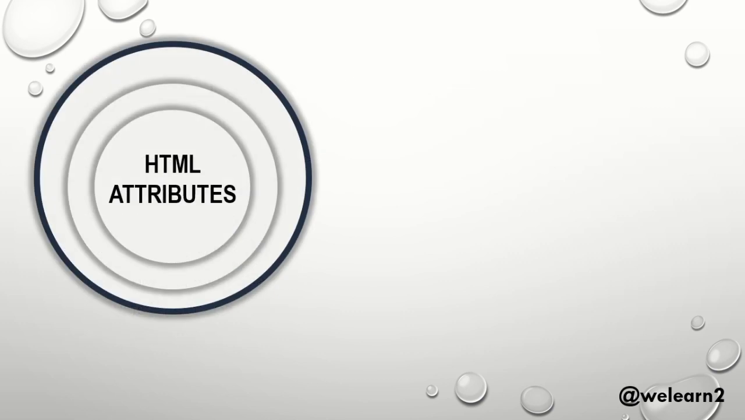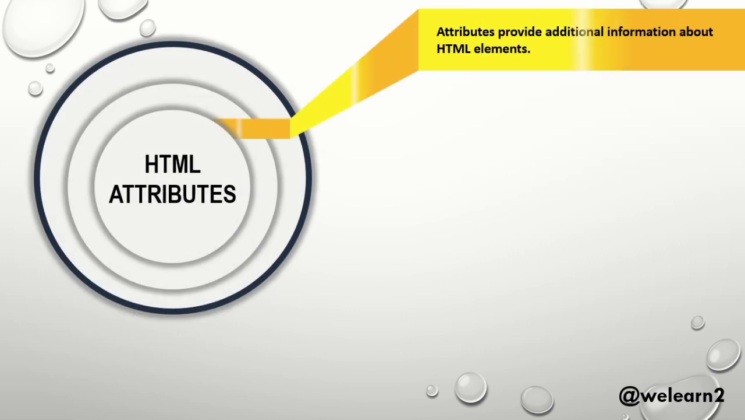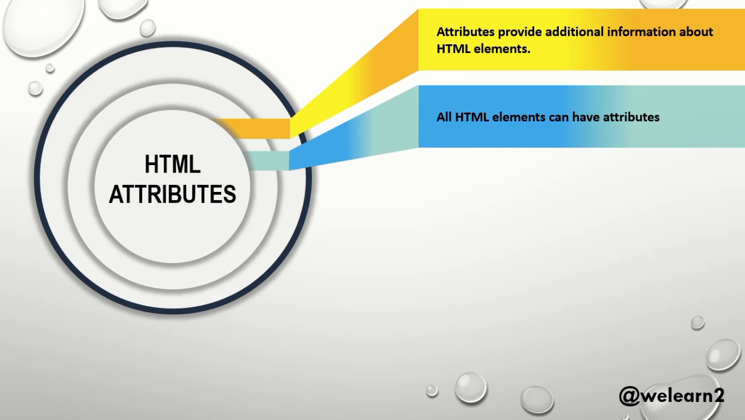Now, HTML attribute. HTML attributes provide additional information about an HTML element. So they tell us more about the HTML element. For example, when you add src to an image element, it tells us the location of where the image is. So an HTML attribute gives us information about the HTML element.